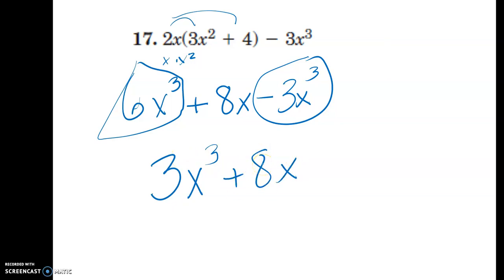Try number 19 on your own and then come back when you're ready for an answer.